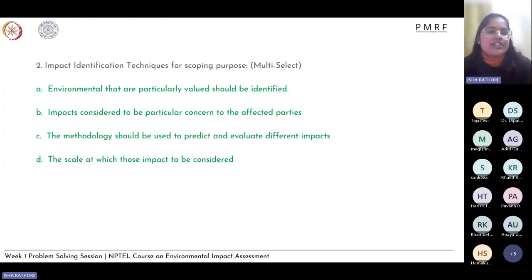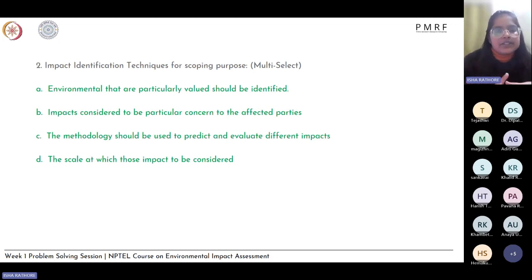So in impact identification techniques, which we use for scoping, we look at the environment which needs to be studied for identifying the impacts on it. So A is correct. Then we look at the impacts which are being generated. You have to look at the different types of impact: direct impact, indirect impact, or cumulative impact. The different types of impact need to be studied on different parties as well and on different environmental factors like air, water, soil, biodiversity. All of these impacts need to be studied. So B also is included in the impact identification techniques.